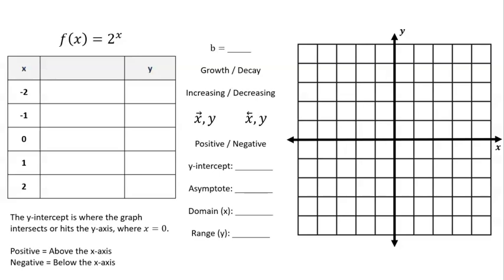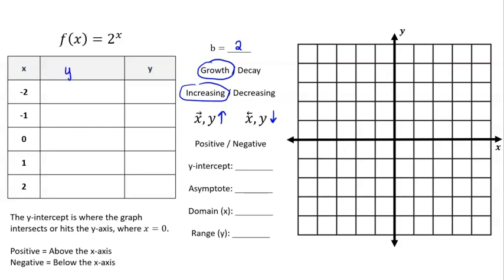So let's say we have f of x, or y equals 2 to the x. 2 is going to be our b. Because b is greater than 1, we automatically know that it's going to be growth, and it's going to be increasing. When it's increasing, as x increases, or as we go to the right, y is going to be increasing, and then as we go to the left, y is going to be decreasing. And so now let's talk about how we would put this in our calculator.